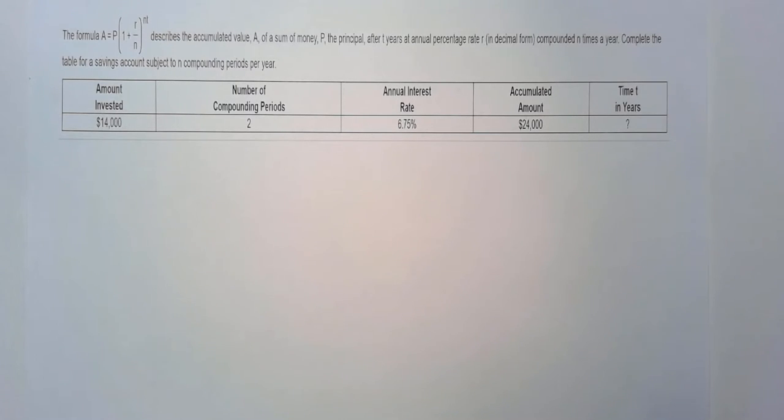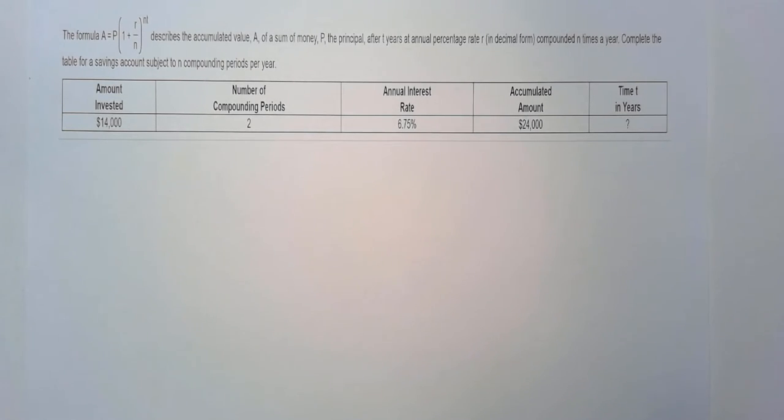All right, so we're going to use this compound interest formula here. It says the formula A is equal to P times (1 plus r over n), all raised to the n times t, describes the accumulated value A of a sum of money, P, the principal, after t years at annual percentage rate r in decimal form, compounded n times a year. It says complete the table for a savings account subject to n compounding periods per year.